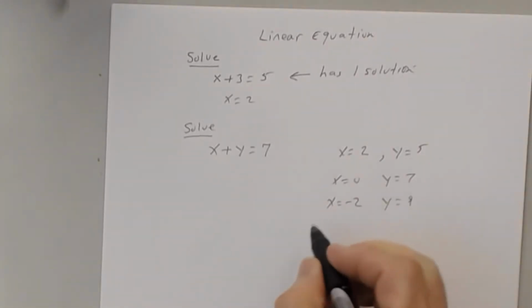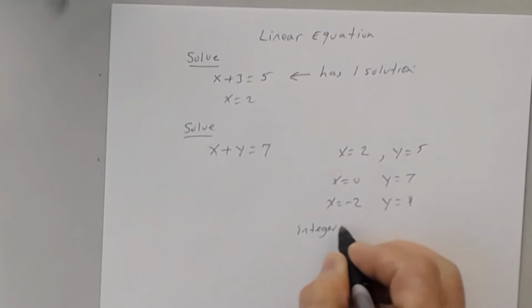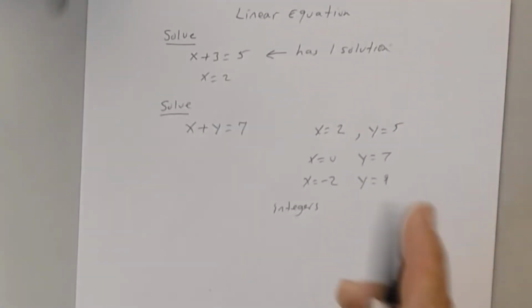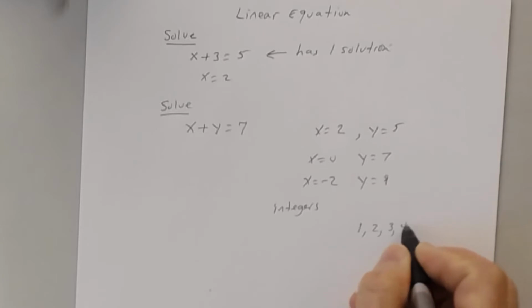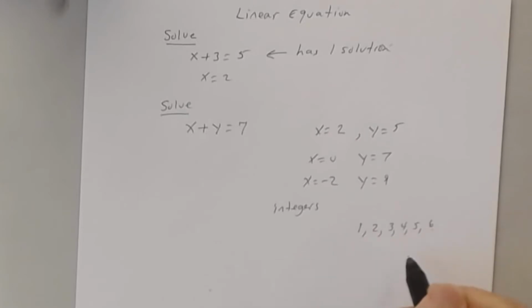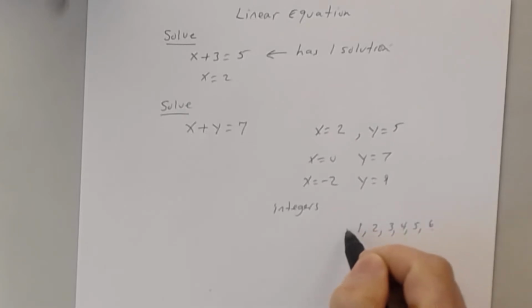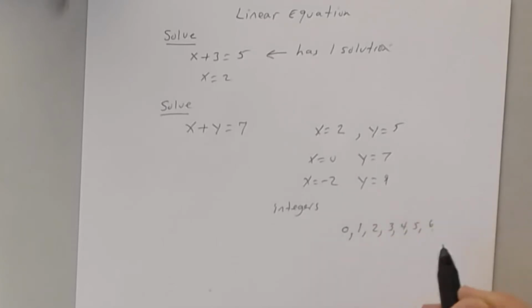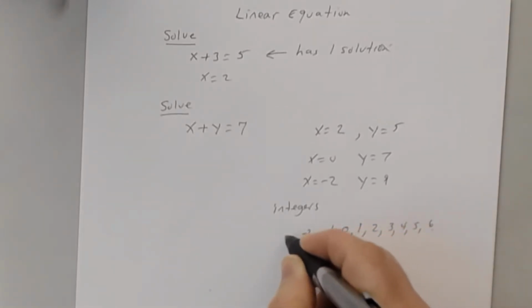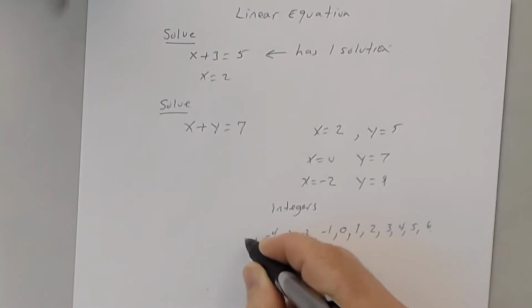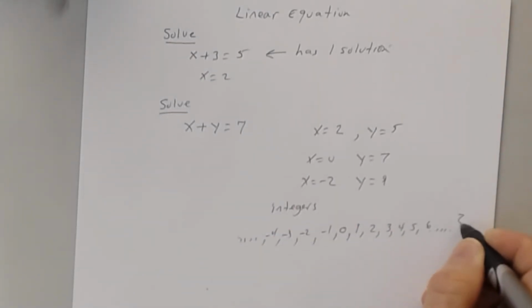Now notice I use the word integer. Do you remember what integers are? Your integers are numbers like your whole numbers, 1, 2, 3, 4, and so on, right? No decimals, no fractions, just whole numbers. Also your natural numbers, meaning 0. And then the opposites of them, negative 1, negative 2, negative 3, and so on. So those are your integers.